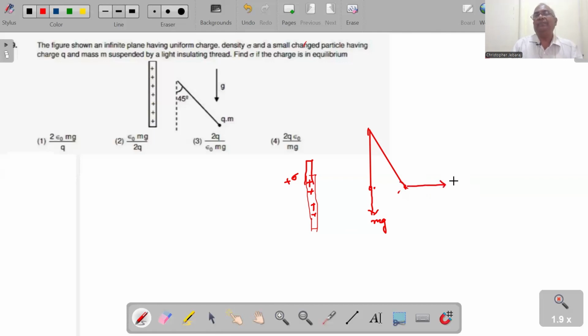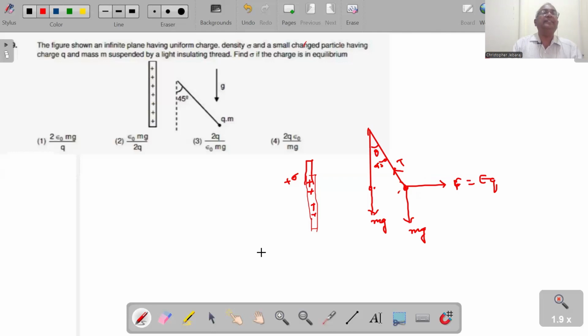This is the force due to the electric field. F is equal to EQ. And this is the actual weight suspending downward. It turned to an angle theta, which is given as 45 degrees. Okay, 45 degrees. Now, the tension is acting inside the thread or rope. The tension is resolved into two components.